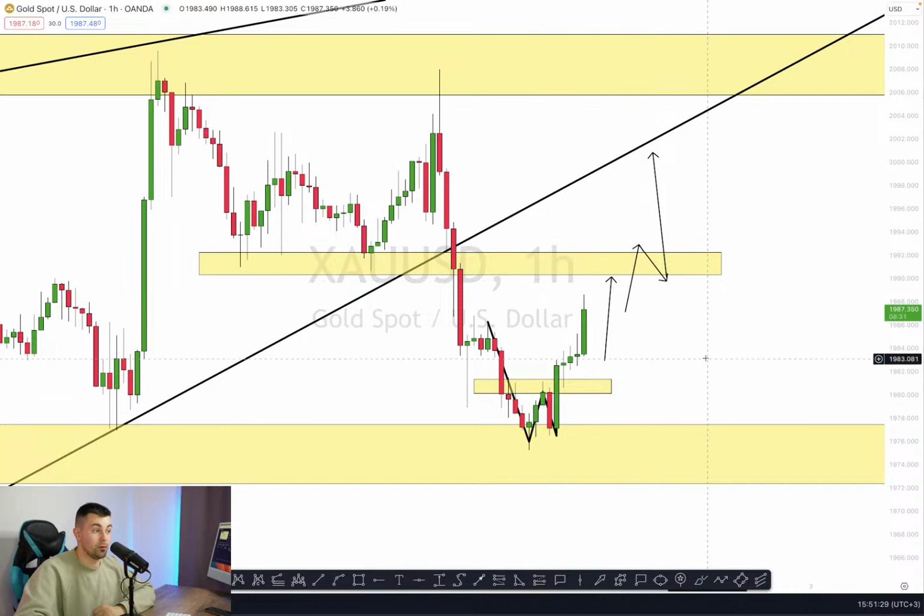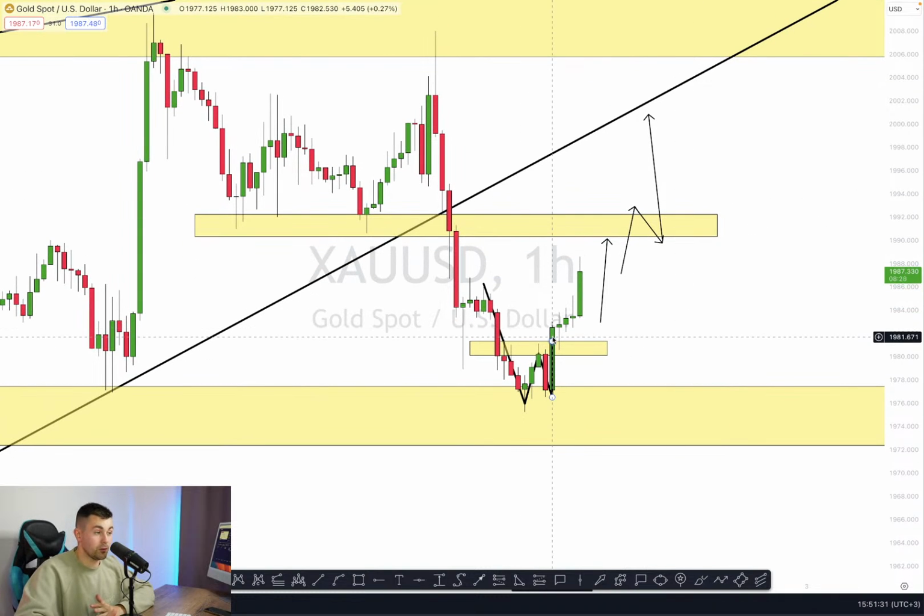So for now, the intraday outlook is very bullish. We nicely respected that horizontal support, formed a double bottom formation, violated the neckline, and now we see a strong bullish continuation. Scalpers, let me know in the live chat if you want me to check even the lower time frames. Let me know if you want me to check the 30 minutes, 15 minutes, or 5 minutes time frame.